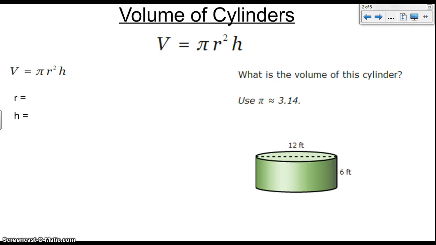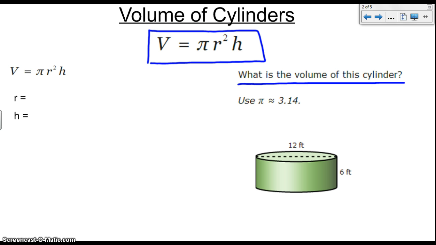Now, if you look, the formula for finding the volume of a cylinder is V equals pi r squared h. It's right there, being outlined beautifully by Siegel. And so if you look over to the right, it says, what is the volume of this cylinder? You're going to use pi, and that number is going to be 3.14. That's the number we're going to use to plug into our equation.